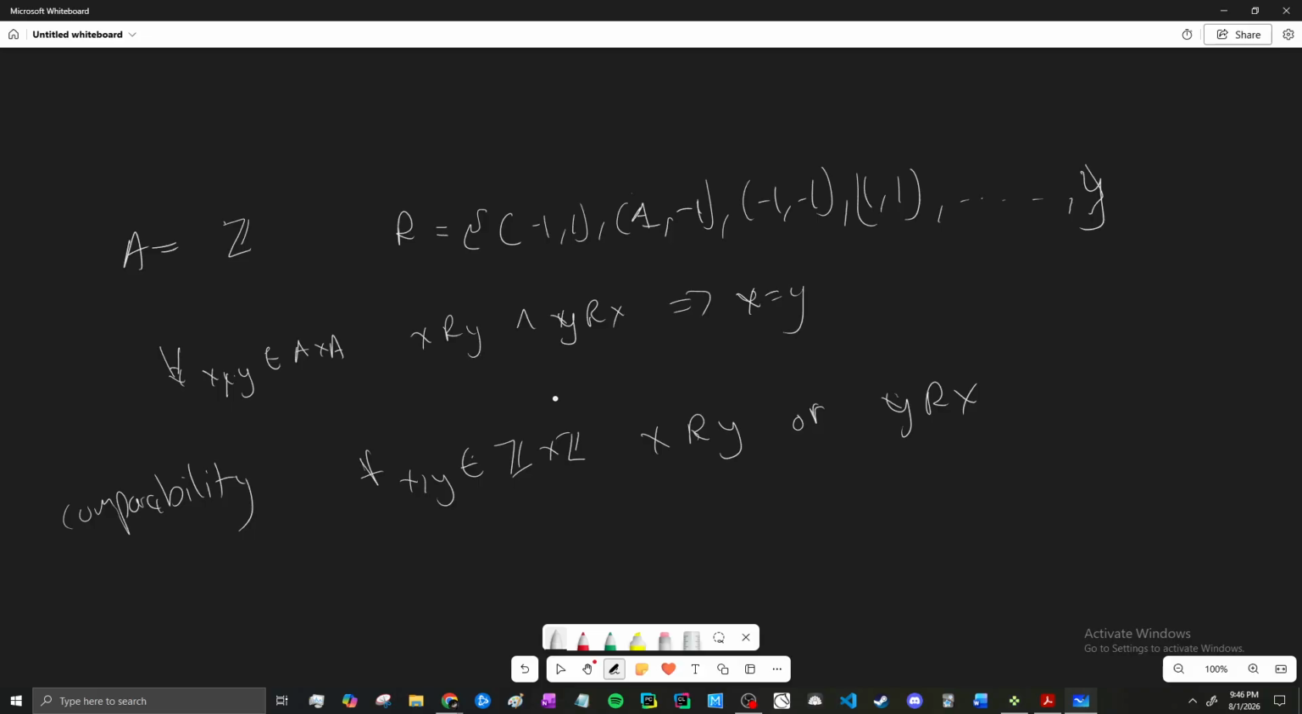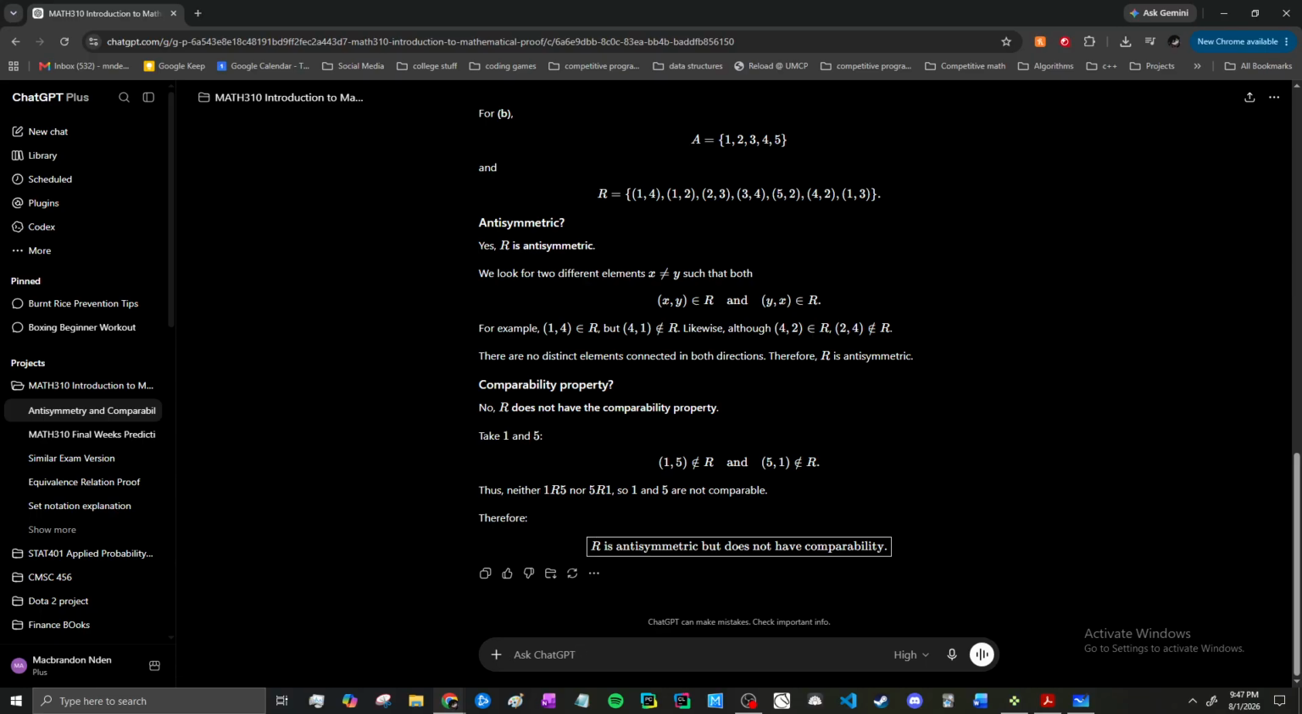Now, let's say, for example, 1 and 5. So 1 squared is not equal to 5 squared, and 5 squared is not equal to 1 squared, so I don't think this is comparable. I'm just going to explain my reasoning. So we have this.